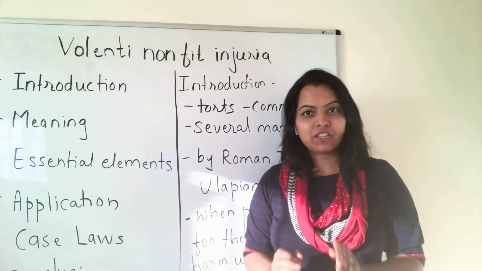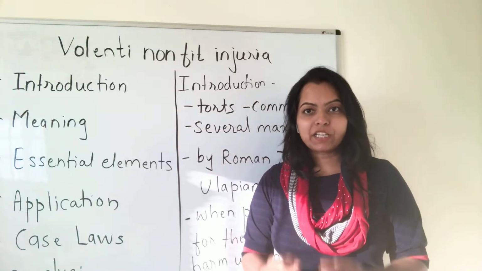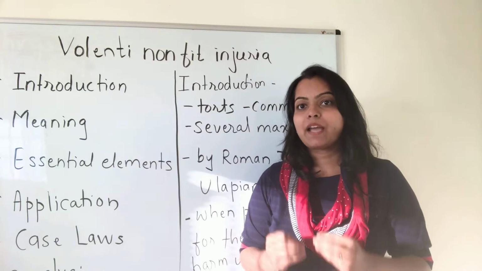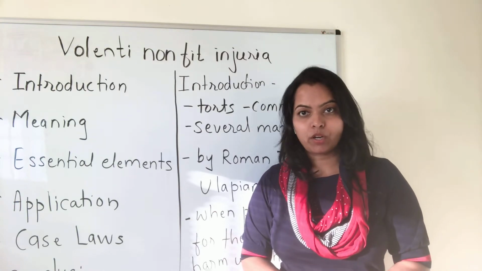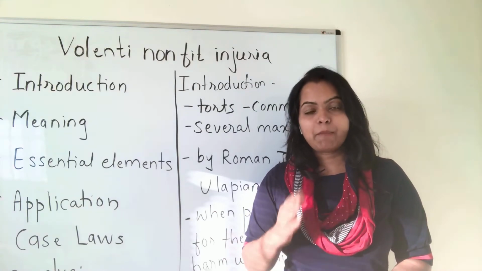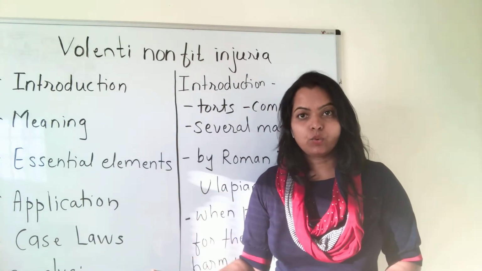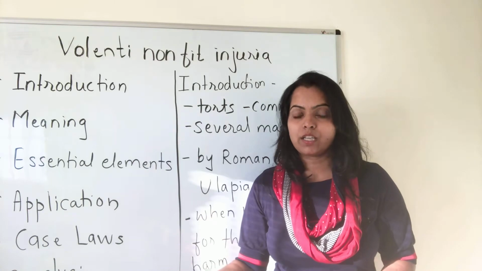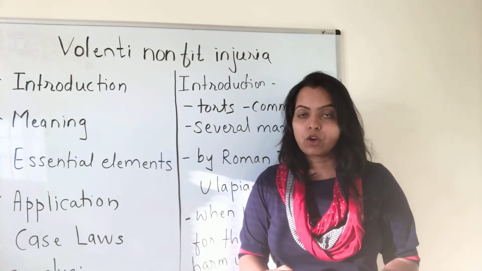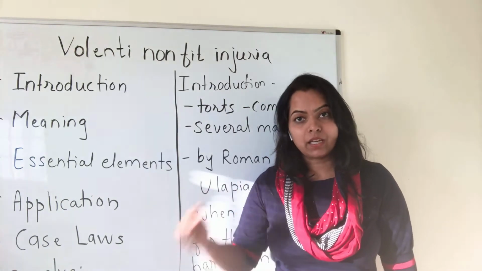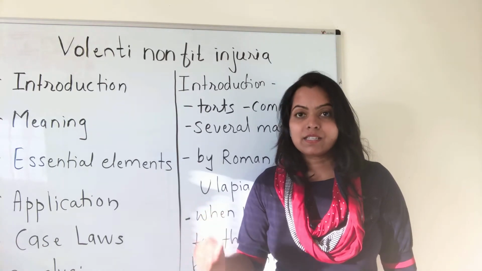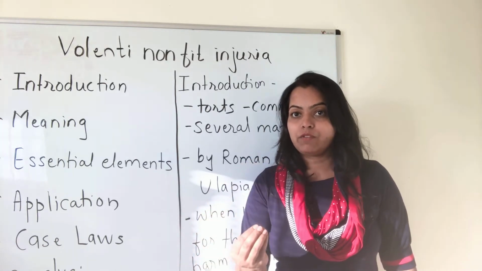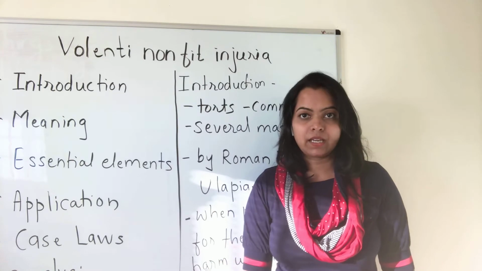Suppose a cricket match is going on and a batsman gets injured by the ball thrown by the bowler. In this case, the batsman cannot sue or file a suit against the cricket authorities for the injury, because when he agreed to play cricket with the other team, he consented to the occasional injury which might happen while playing cricket.